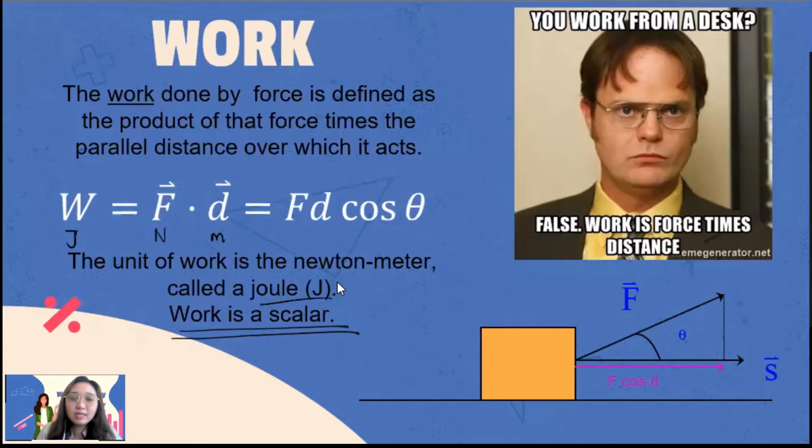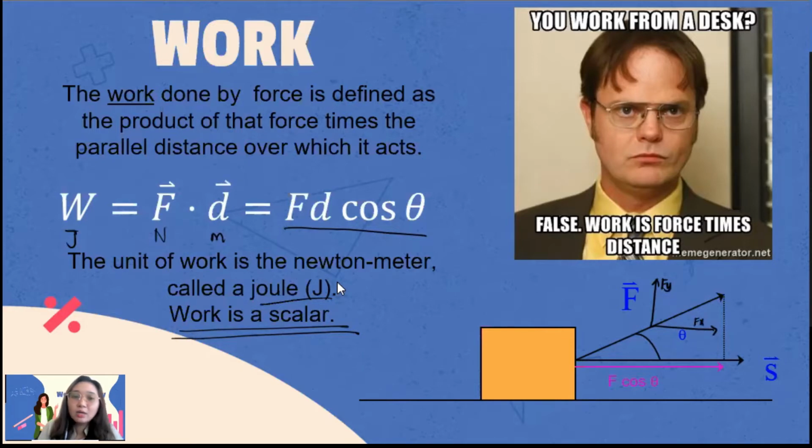So, meron din tayong isa pang equation of work which is F d cosine theta. Paano na-derive tong equation ng work na F d cosine theta? So, for example, we have an applied force inclined at a specific angle with respect to the x-axis. Since inclined siya sa x-axis, meron po siyang component forces, yung Fy and Fx.